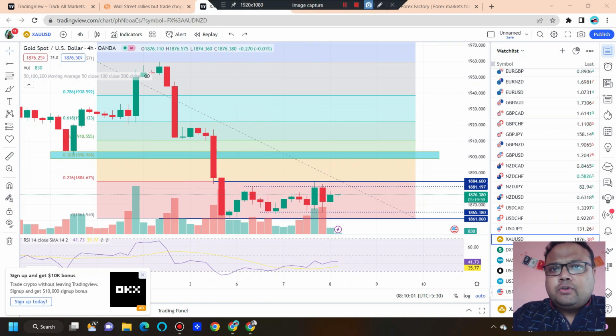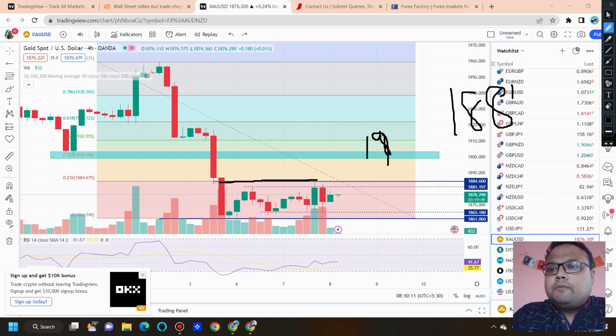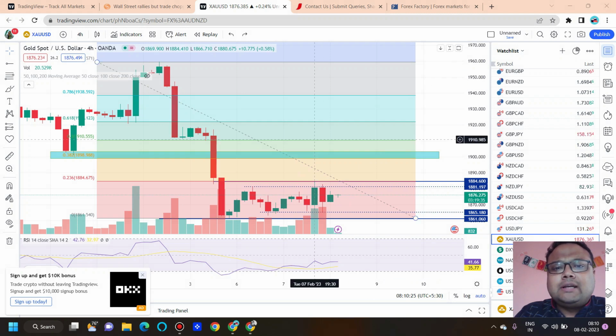We were not sure, we were kind of skeptical whether the resistance around 1884 will work or not. And yesterday we got the confirmation that our analysis was perfect. Once the market hit 1884, we saw strong price rejection around this area. So as a result, it is confirmed right now that this is the range of gold.